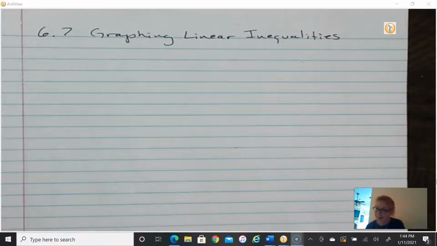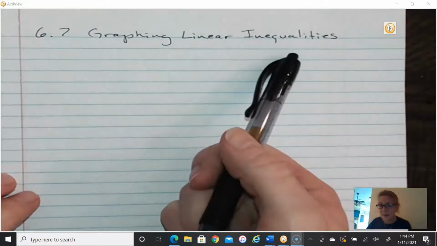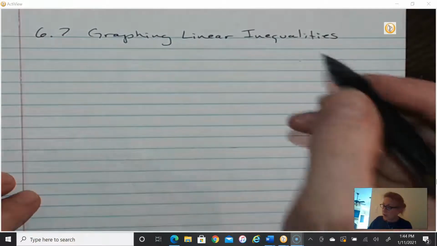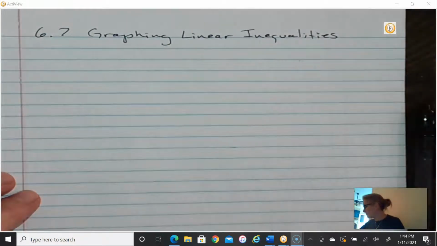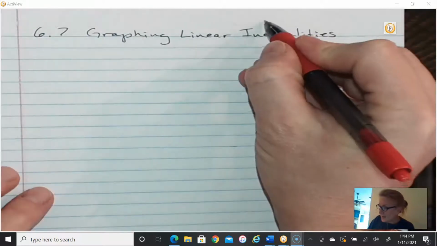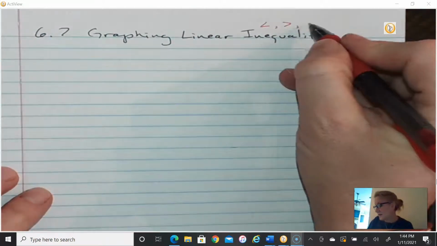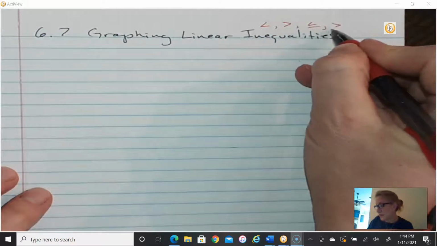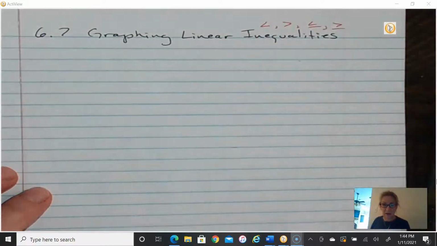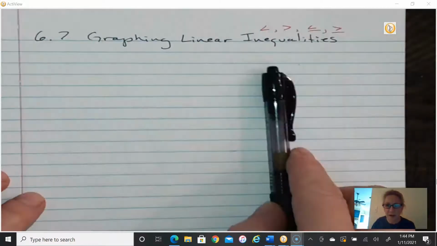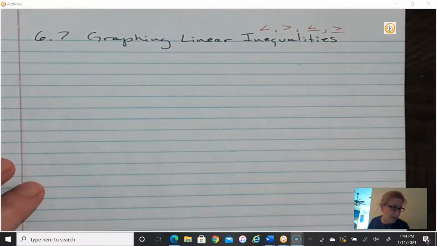Now, just in case some of you have forgotten, let's talk about what inequality means. When I say inequality, we're talking about things like less than, greater than, less than or equal to, greater than or equal to, etc. Okay, that's what we're talking about there. So if you had forgotten, there you go. That should ring a bell.